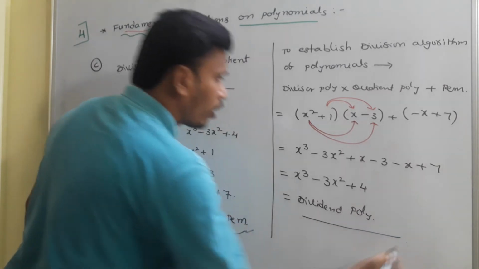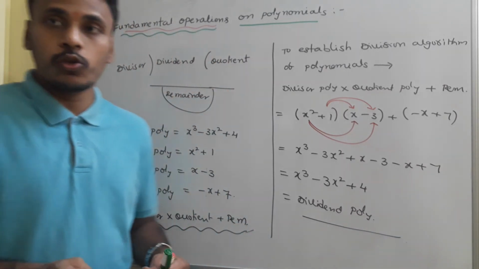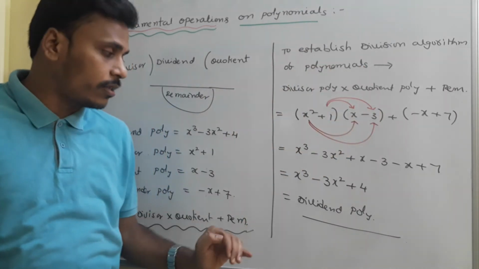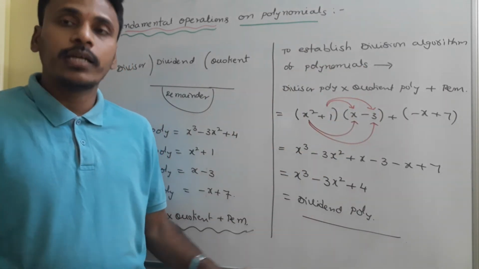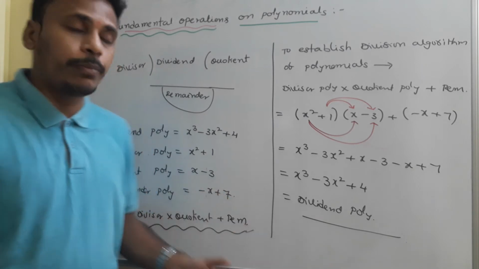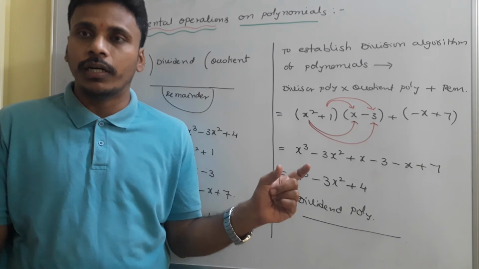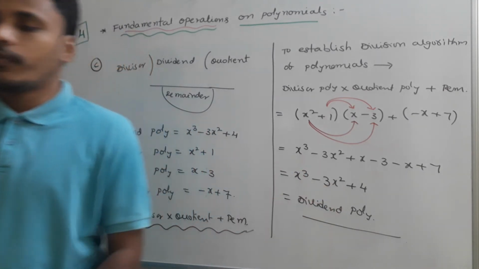So at the end what we conclude? For polynomials also, this divisor polynomial into quotient polynomial plus remainder is equals to dividend polynomial. This is possible. And now in the next bit, we are going to give a statement for the division algorithm of polynomials. First of all, have a look.